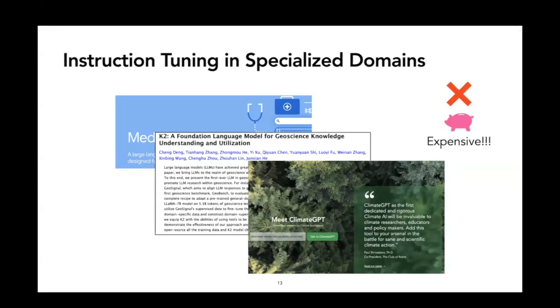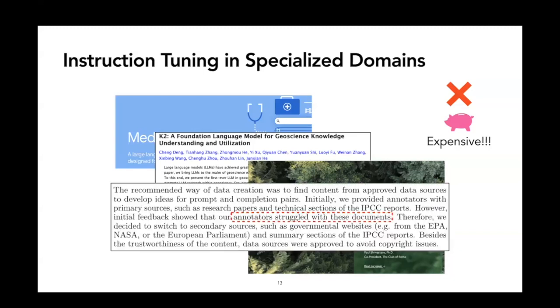However, collecting instructions in specialized domains is very expensive. This is because instructions in specialized domains have to be annotated by subject matter experts. Here's a quote that I find very interesting and insightful from Climate GPT. Climate GPT authors actually tried to use non-experts to create instructions from academic research papers and technical reports.